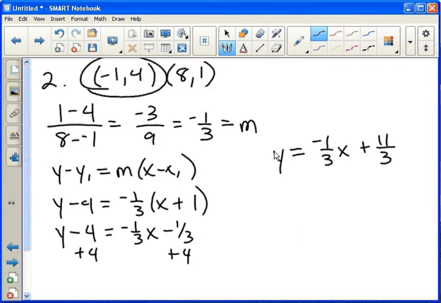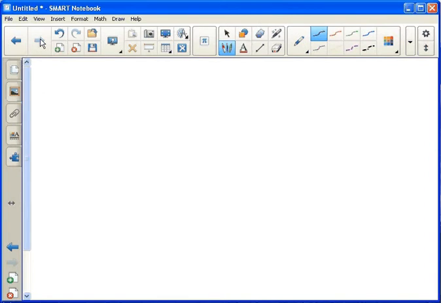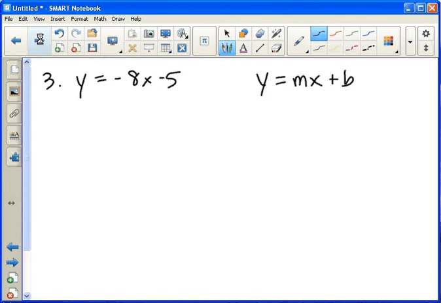Okay, moving on to number 3. Given the line y equals -8x minus 5, what is the slope and the y-intercept? Well, remember, a line is written in the form y equals mx plus b. m is your slope, that's the number that's attached to x, or the coefficient of x, and b is the y-intercept, that's the number that's by itself. It's not associated with x. So our slope is -8, and our y-intercept is -5.